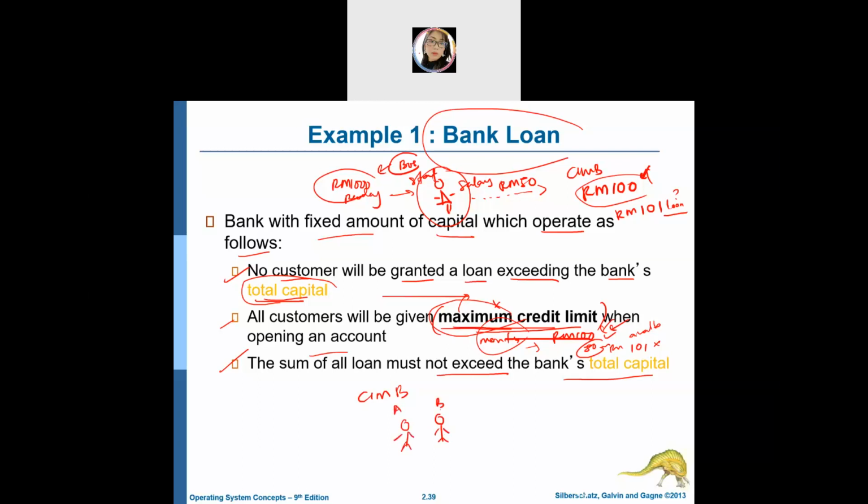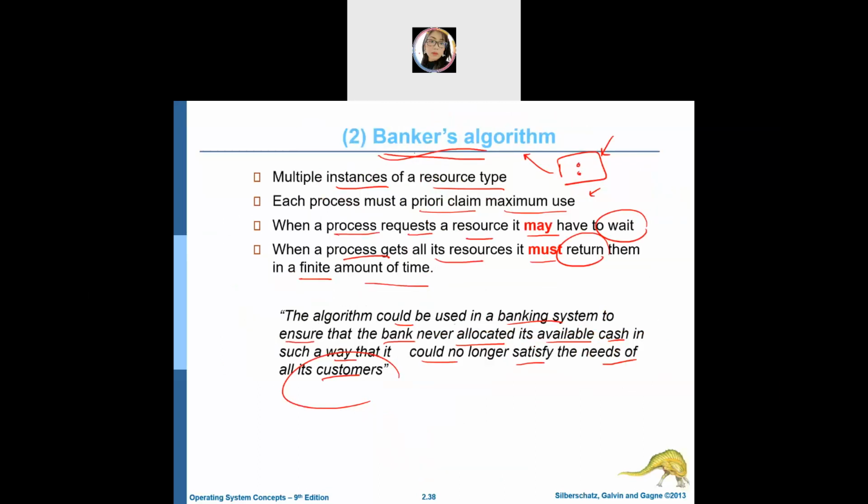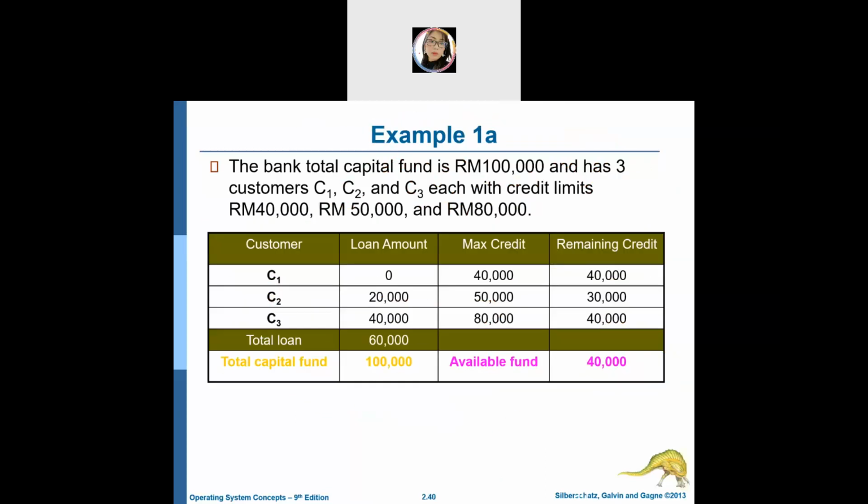Let's say student A and student B want to have a loan at CIMB. CIMB has, say, RM 100, and student A wants to lend RM 60, and student B wants to lend a similar amount. It already exceeds the total capital, so it's not going to be granted, sadly, for the second student because it's already reached the total capital. So that will be applied in the banker algorithm.